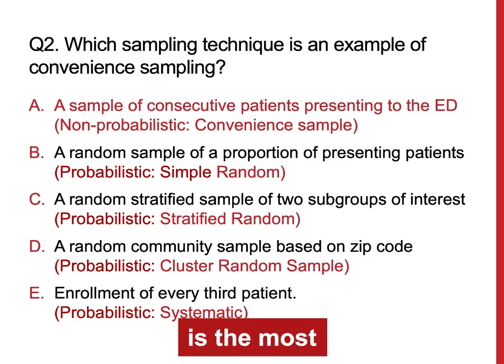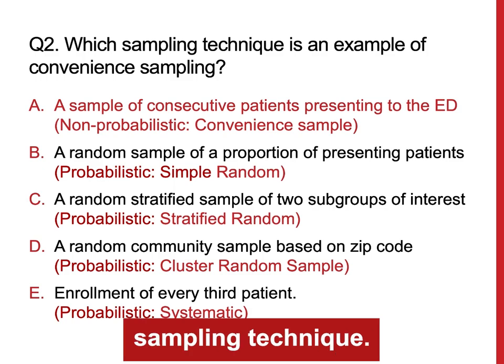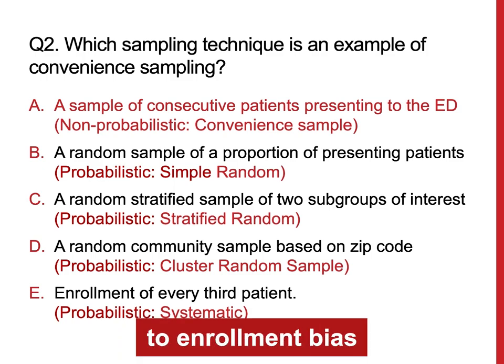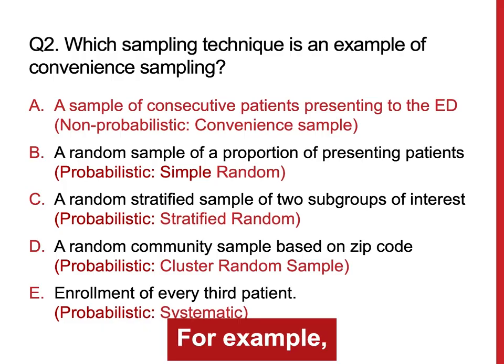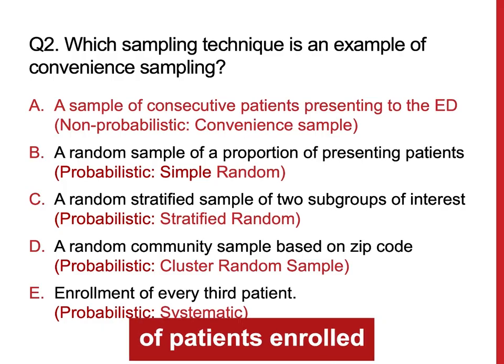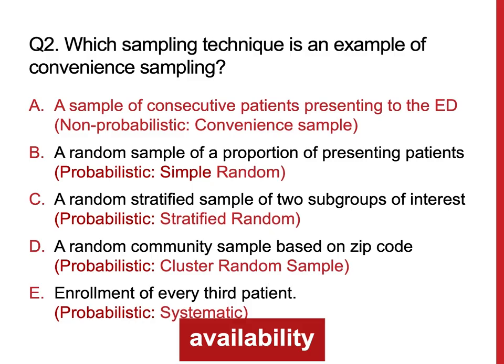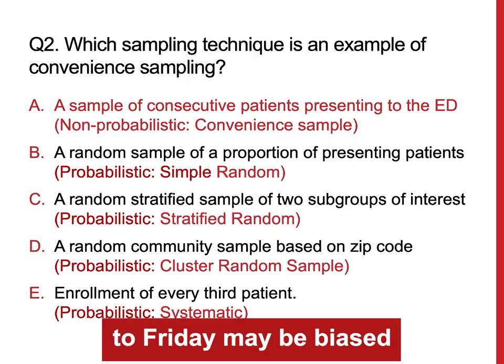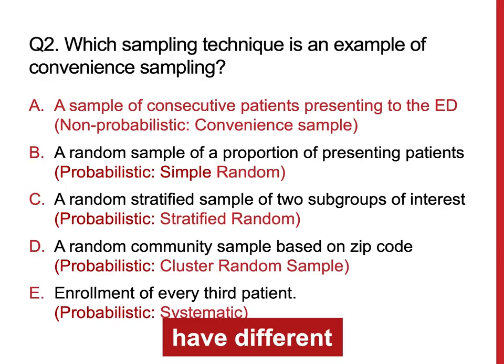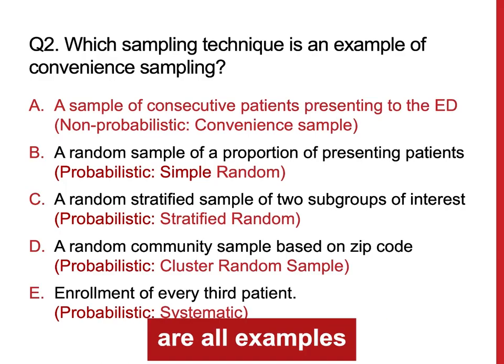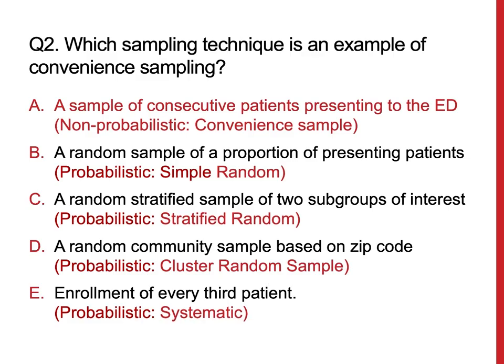Convenience sampling is the most commonly used sampling technique. However, it may be susceptible to enrollment bias because it is not based on randomization. For example, a convenience sample of patients enrolled based on investigator availability from 9 to 5, Monday to Friday, may be biased if patients presenting on evenings, nights, and weekends have different characteristics. Answers B to E are all examples of probabilistic sampling.